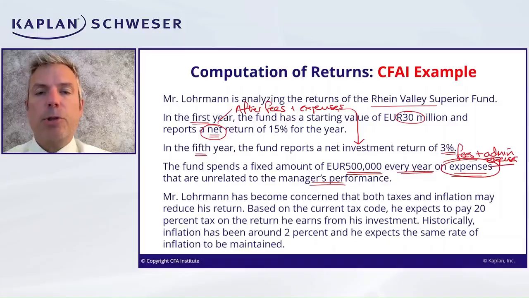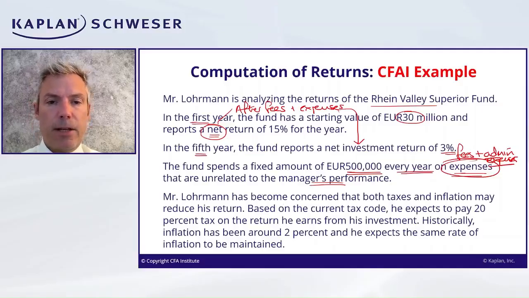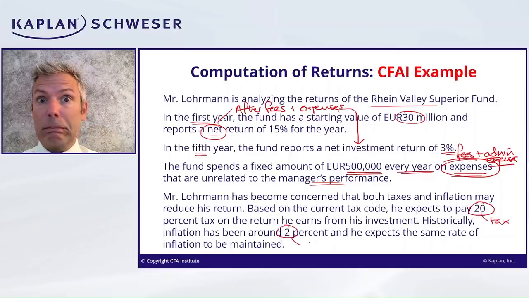That's the default assumption. Trading expenses come off of the gross return automatically. So when we're told about explicit expenses that a fund suffers, we're assuming we're talking about general management fees and administrative expenses. Mr. Lowrum has become concerned that taxes and inflation reduce returns, which they do, of course. He pays 20% tax, and inflation's about 2%, and we expect that to continue.